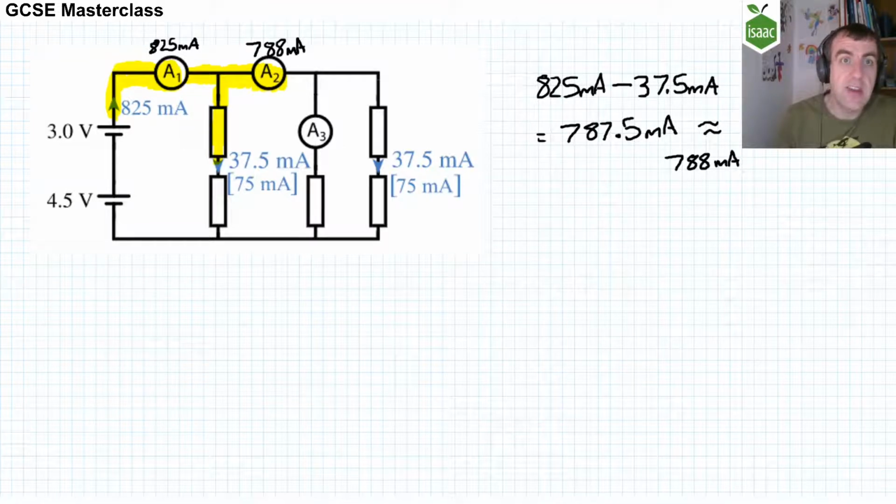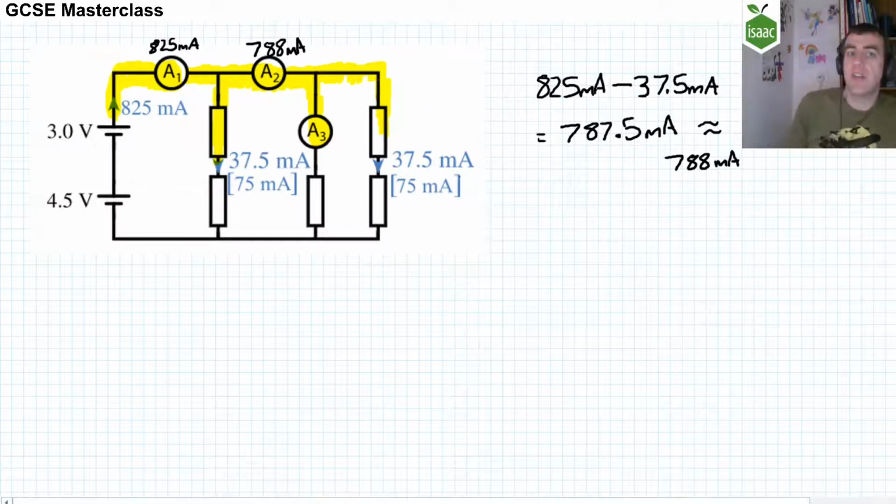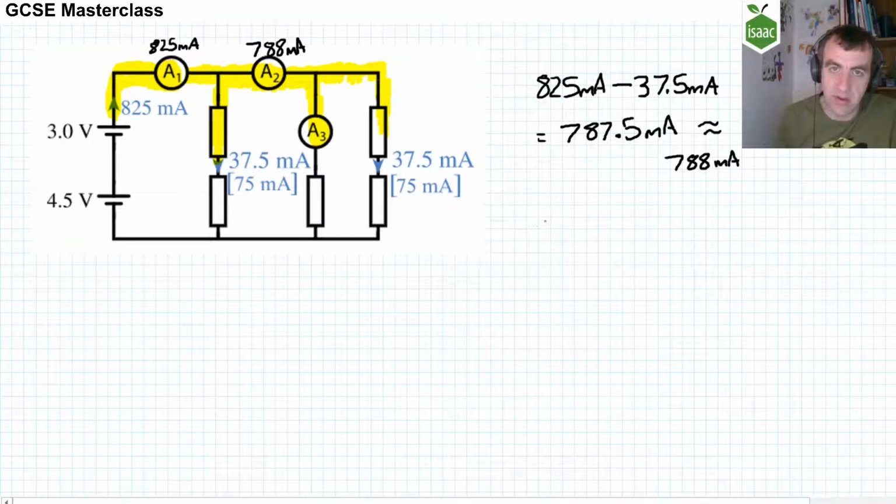That 788 milliamps comes along like this, and then if it goes the bottom way, well, I don't know. That's what I need to work out. And if it goes the top way, well, I've tapped off there 37.5 milliamps. Remember, we're using the numbers that aren't in the square brackets. They're the more recent ones. The ones that are on the most recent books.